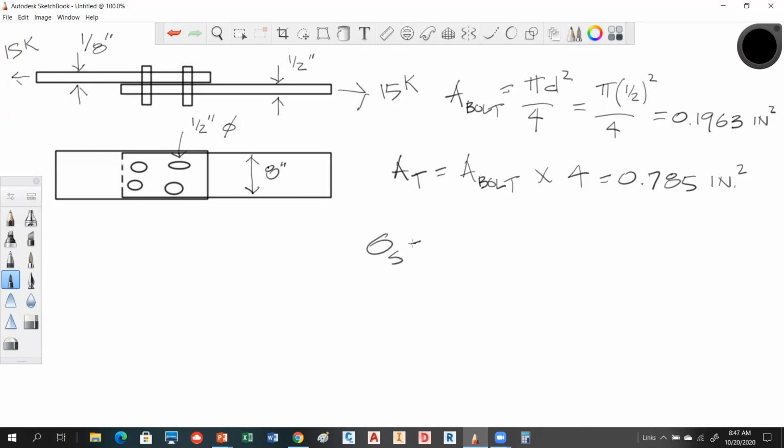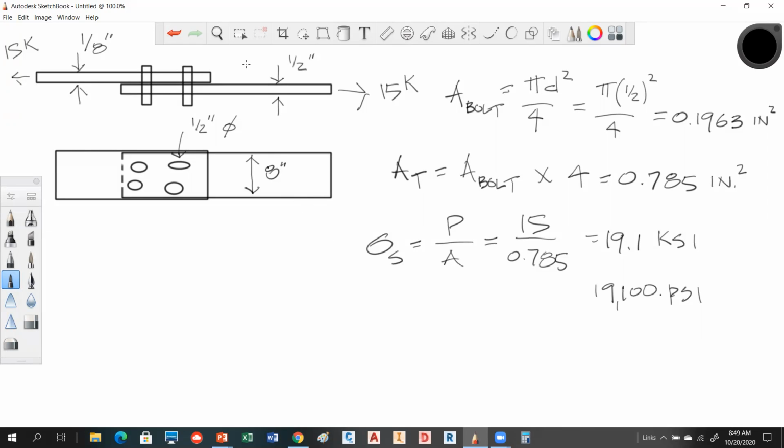So the shear stress, S for shear, is still force divided by cross-sectional area. So the force is 15 kips divided by my total area of resistance, and those bolts, I came up with 19.1 KSI, which if you put that in PSI, you would multiply that by 1,000. So either way, 19.1 KSI or 19,100 PSI, okay? So that's what we call a single shear problem.